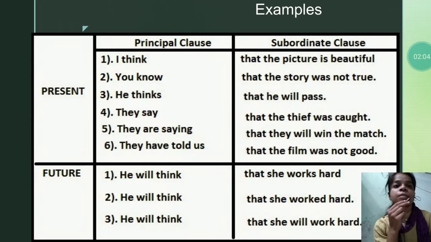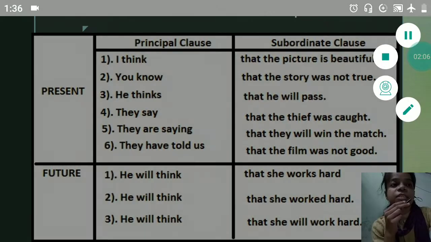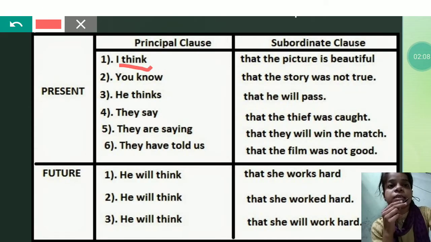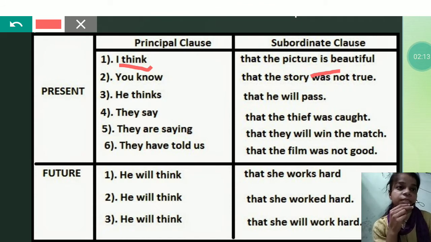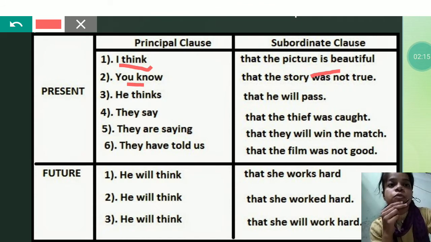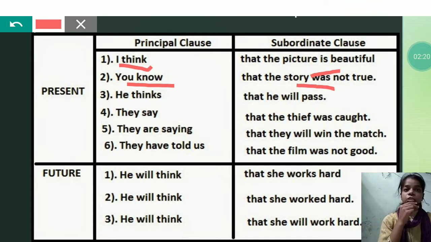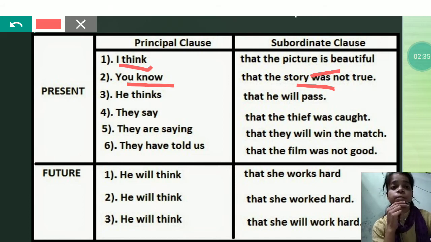Like, I think that the picture is beautiful. Here, think is in present tense, and is beautiful is also present tense. You know that the story was not true: know is present tense, was not true is past tense. So in I think that the picture is beautiful, both clauses have present tense, but in you know that the story was not true, there is past tense in the subordinate clause.